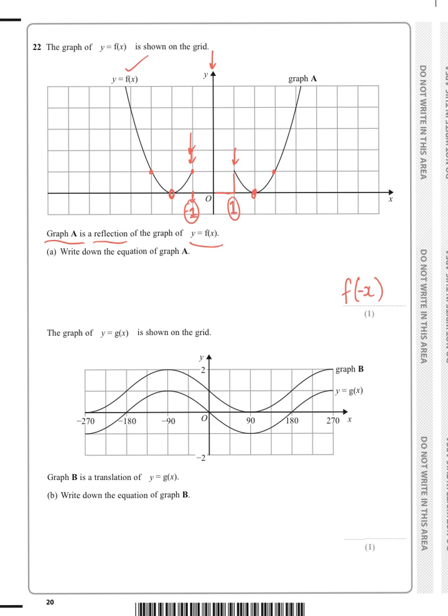Now, the next part looks a little bit trickier than it is, but I think you can see an upward translation here. Okay, no matter where you are along here.